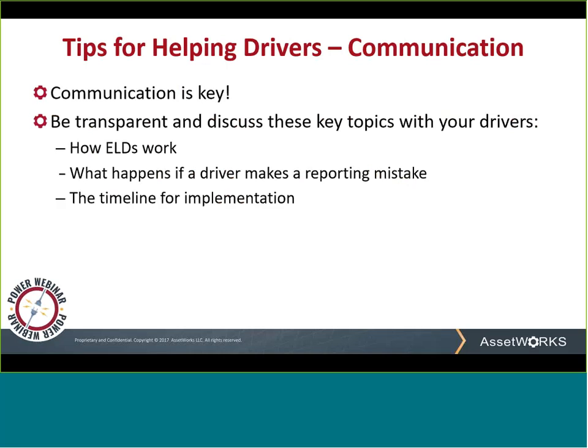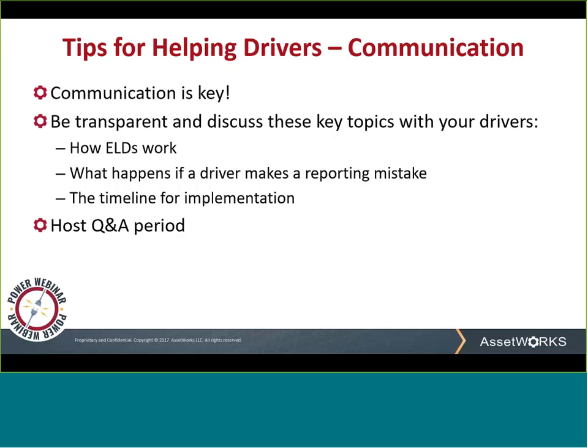Some key topics to discuss are, 1, how ELDs work. Speak about how hours are recorded and stored. 2, what happens if a driver makes a reporting mistake? Ease their worries about errors on the ELD. 3, the timeline. An accurate timeline of when your fleet will implement ELDs. Drivers should not have this type of culture change sprung upon them at the last minute. Ideally, at least a 90-day notice is appropriate.